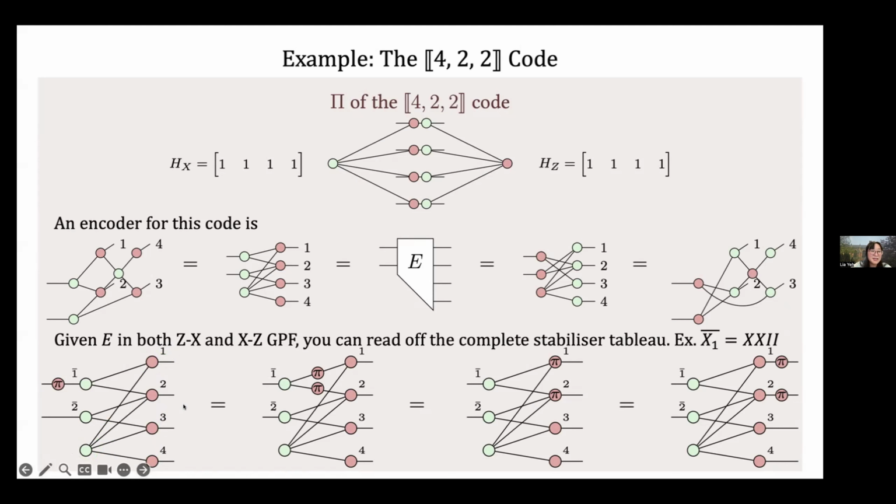Now you can repeat the same reasoning with the other normal form, but now for Pauli Z's. This normal form is equal to this one here, and that lets you read off logical Z1, logical Z2, and the stabilizer ZZZZ. And this process generalizes to any CSS code, given any phase-free encoder of it, which always exists.